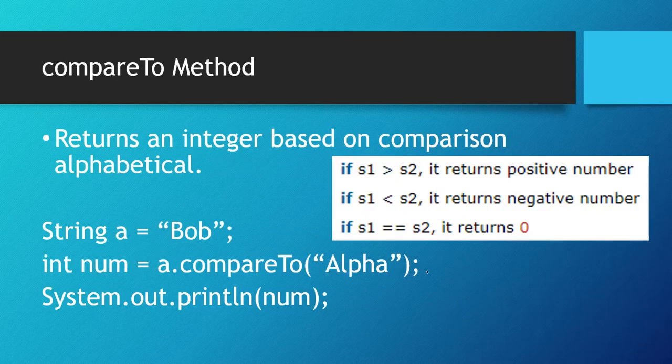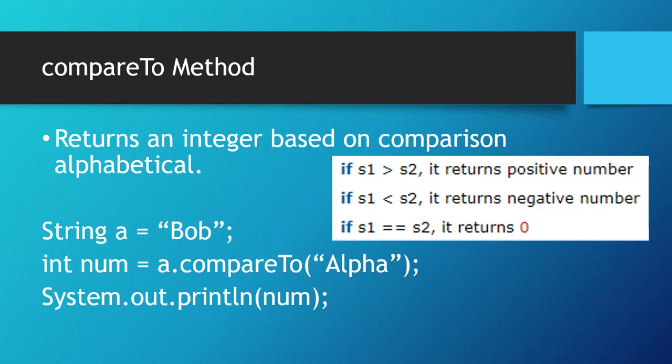And the second to last method we're going to talk about is the compareTo method. It's going to return an integer based on comparison alphabetically. So string A equals Bob, and I got A dot compareTo alpha. What's going to happen is it's going to compare Bob to alpha. If Bob is greater than alpha, it will return a positive number, telling us that Bob comes after alpha.